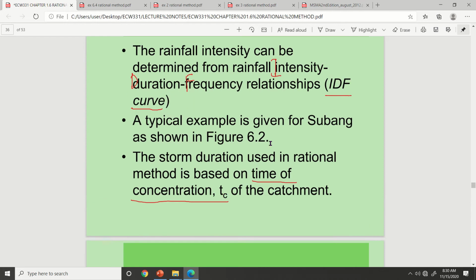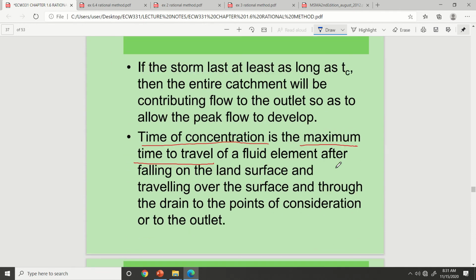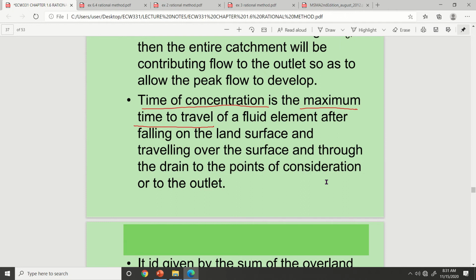So this IDF curve will use this TC, time of concentration. Okay, so time of concentration is actually the maximum time to travel of fluid falling on the land surface. For example, or this one given, okay, or time of inlet. Okay, time of concentration, so maximum time to travel. All right, so you have to remember it.